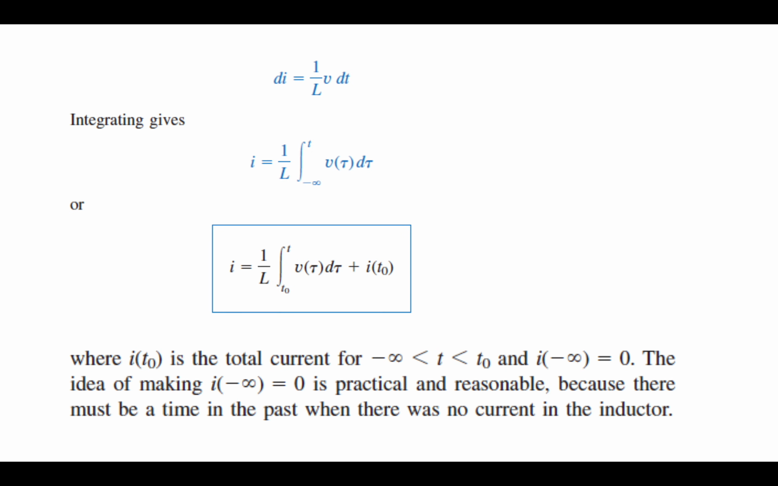And we can calculate the current using this integration, and this I(t0) is the initial current. Sometimes the initial current is 0, and sometimes the initial current is not 0. And we integrate the voltage on the inductor from t0 to t to calculate the I.